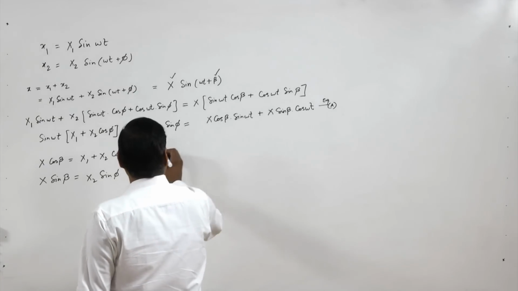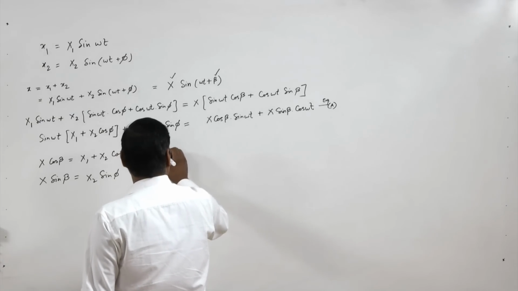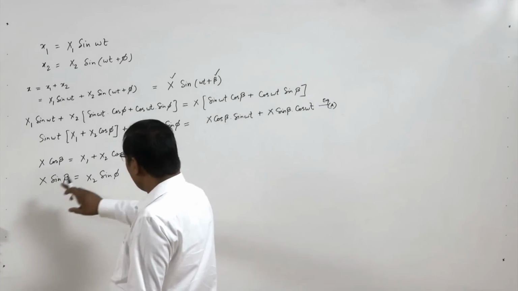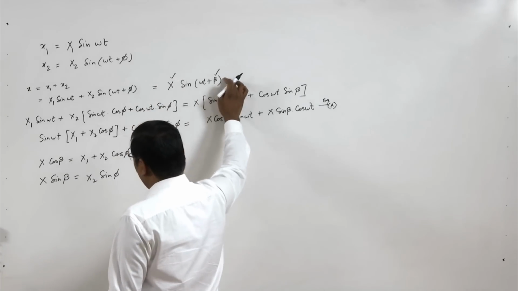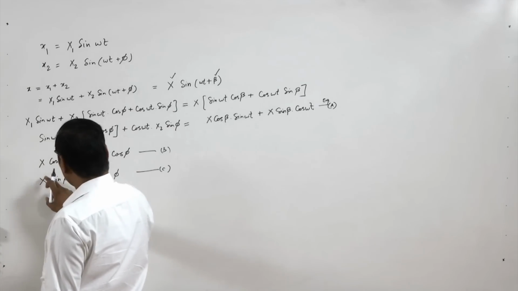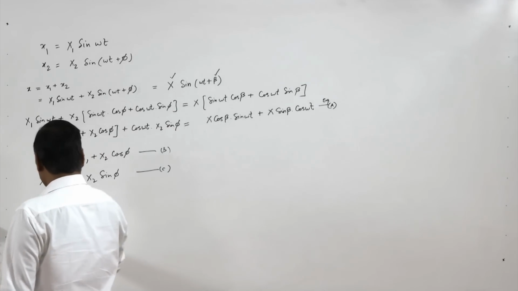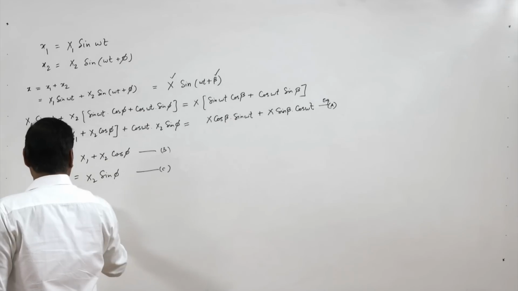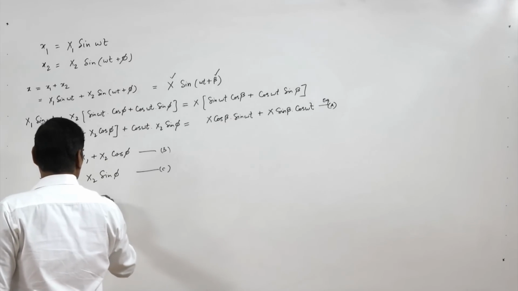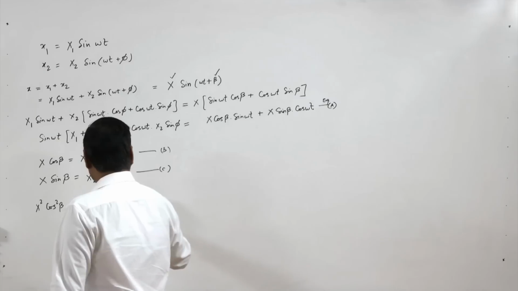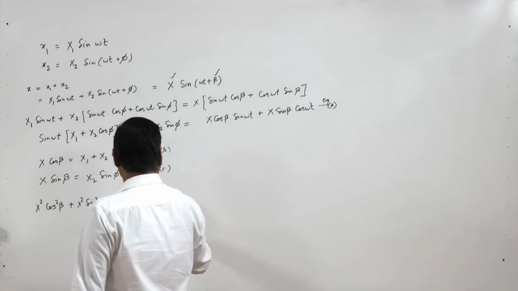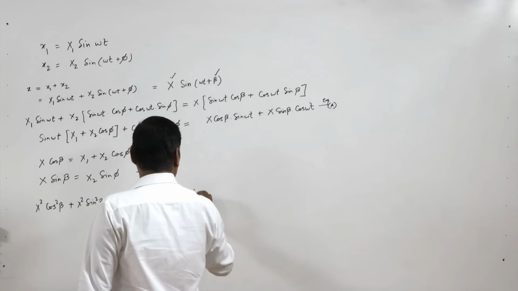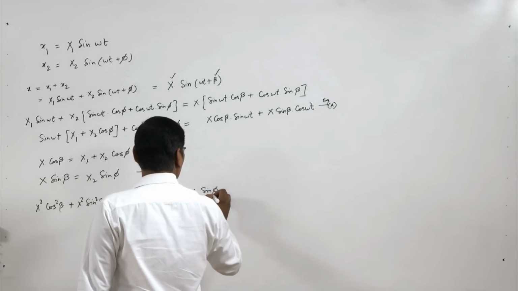So these are the other two equations, let us say B and C. Now we want to know x and we want to know beta. So we will do square and under root. So we get x square cos square beta plus x square sin square beta equal to (x1 plus x2 cos phi) whole square plus (x2 sin phi) whole square.